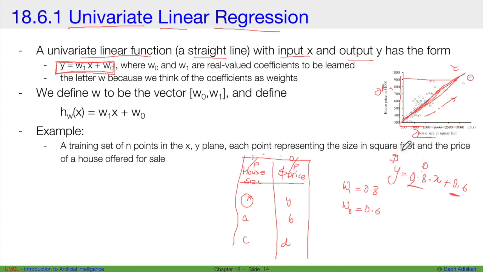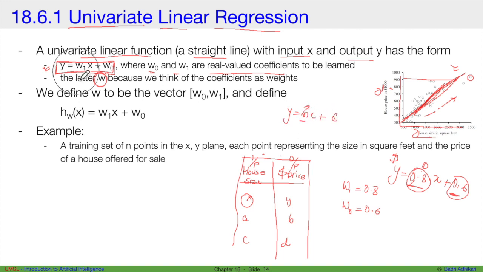So the task here obviously is to find the correct values of w0 and w1, so that our model becomes really a good model. Our straight line becomes a line that represents as strong a relationship as possible between these two variables. And these two variables, w0 and w1, are real valued coefficients that we would like to learn. When you are studying a straight line in mathematics, you usually read it as y equals mx plus c, where m is the slope of the line and c is the y-intercept.